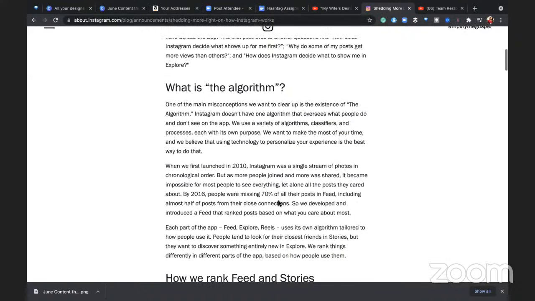All right. Okay. So everybody has been screaming about the algorithm for a while. For those of us that have been on Instagram for a while, remember the chronological one where if you post at a specific time and people are online, they can actually see your post. But now that's not necessarily the case, because posts are based on people's interaction and your interaction with these people.